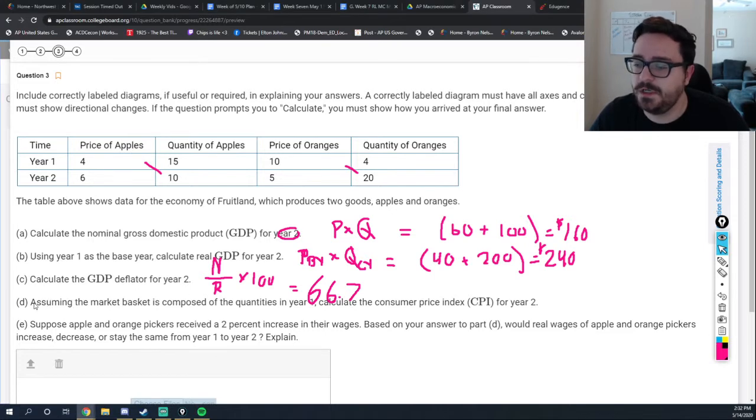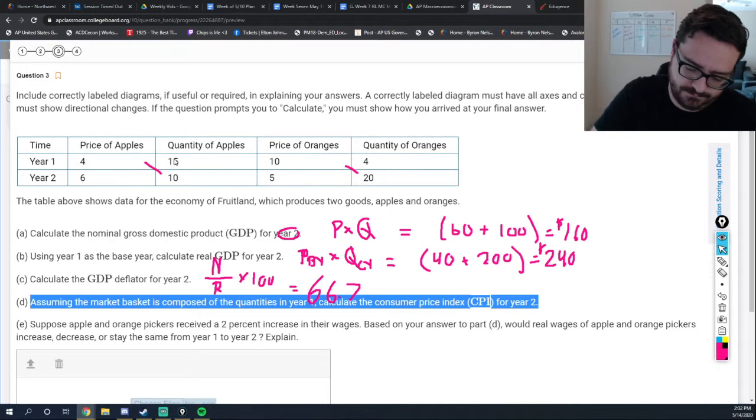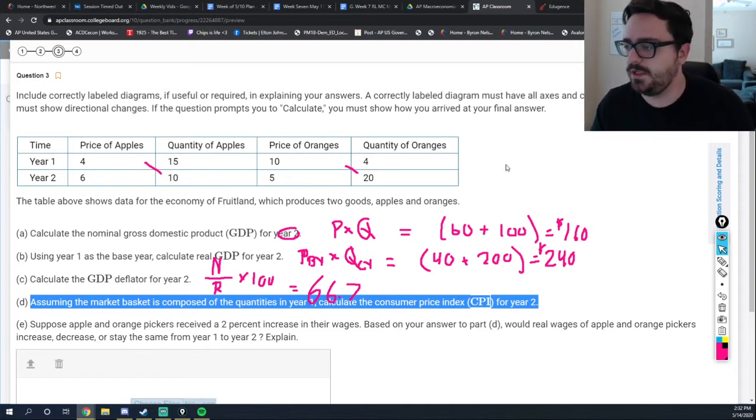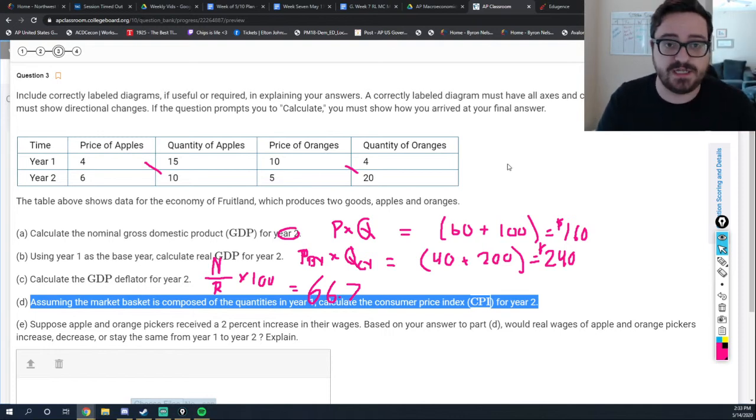Okay. Assuming the market basket is composed of the quantities in year one, calculate the consumer price index for year two. Let me turn on my fan because it's getting warm in my room. So, assume the market basket is composed of the quantities in year one, calculate the consumer price index for year two. So the CPI, the consumer price index, is based on one thing and one thing alone.